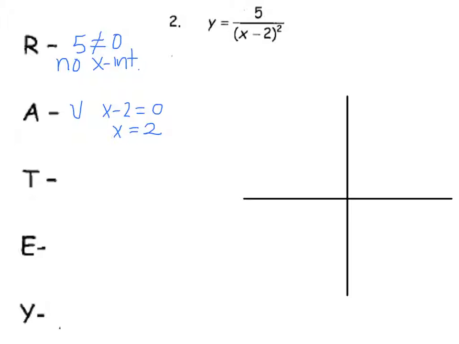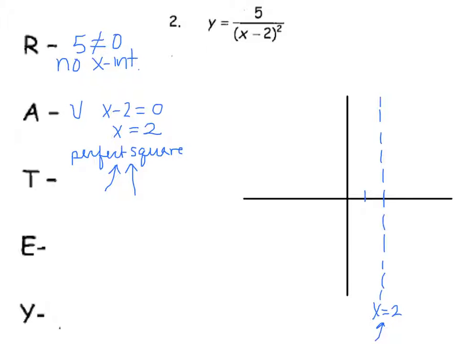And then because this is a perfect square, that means that the behavior at the vertical asymptote are together. Now they could be up, up, or down, down, either one, and I don't know for sure yet, but that's part of it. So I'm going to draw in my vertical asymptote. I'm going to write x equals 2, and I'm going to put that they are together. Okay, they are together.